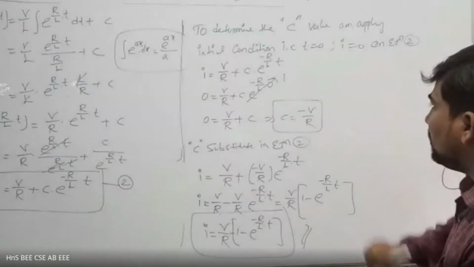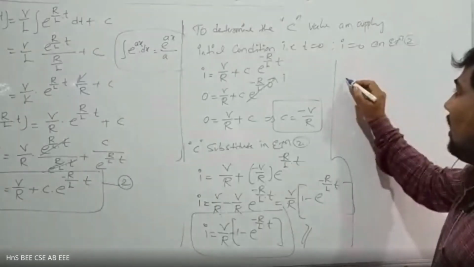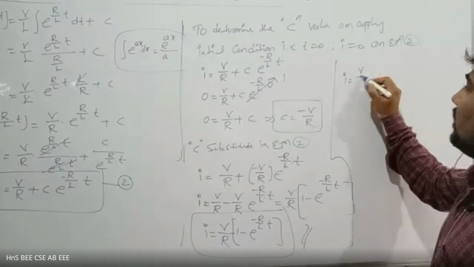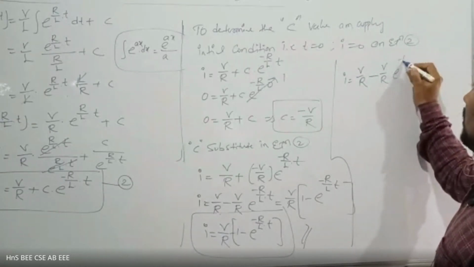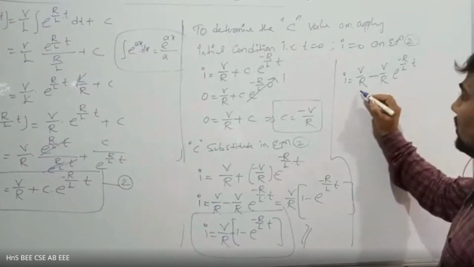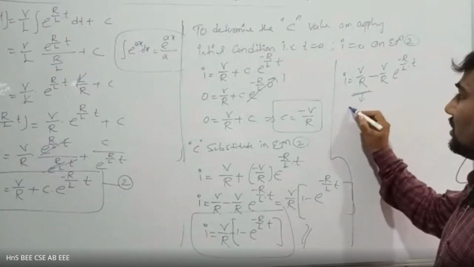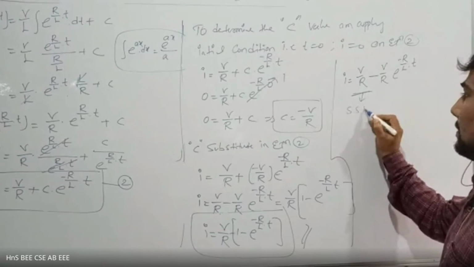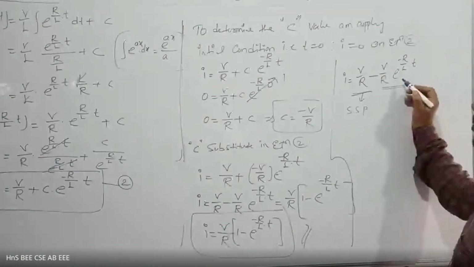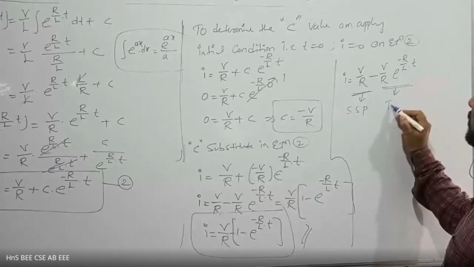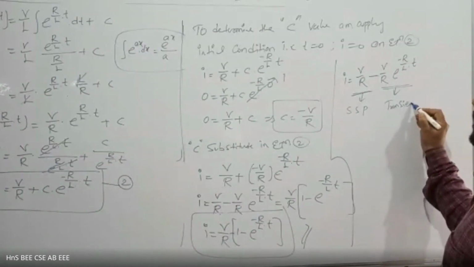Okay, simply I am writing I equal to V by R minus V by R into exponential of minus R by L into T. The V by R part is called the steady state period. Next, this exponential part is called the transient period.